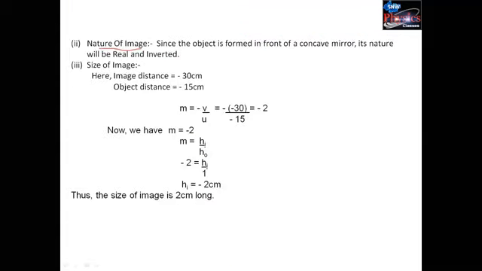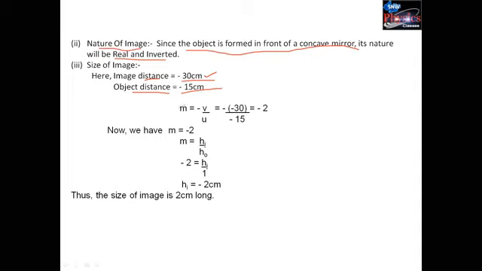Now the nature of image is, since the object is formed in the front of concave mirror, so its nature will be real and inverted. Nature कैसा होगा image का, real and inverted. Now to find out the size of the image, we will find the linear magnification of that image. Okay, linear magnification find out करने के लिए हम लोगों ने क्या पता करना है, image distance, that is we found out अभी अभी that minus 30 centimeter and the object distance is minus 15 centimeter.